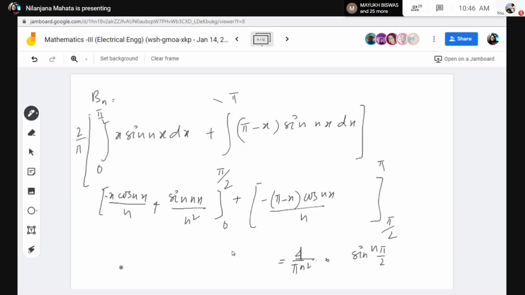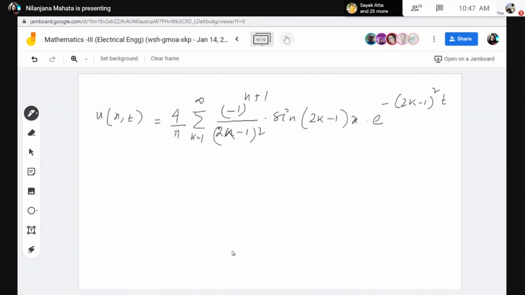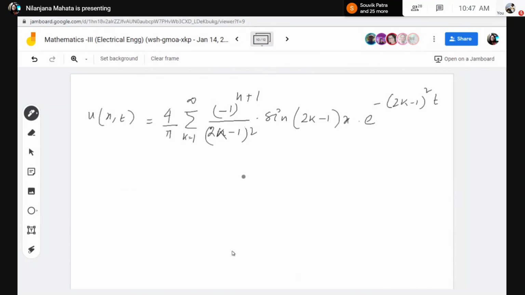Since sine n pi by 2 is 0 when n is 2k, and it is minus 1 to the power k plus 1 when n is 2k minus 1. Because first when n is 1, this will be pi by 2, and the next will be minus, so you have to take this. So for k equal to 1, you will have a plus, then minus, then plus. So I will write this. So this is your solution of the given equation.